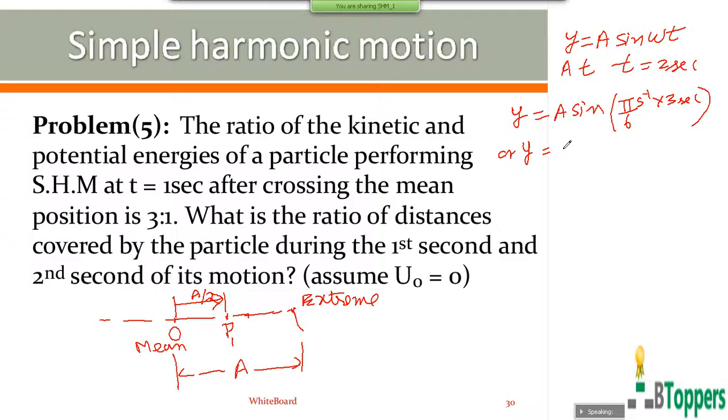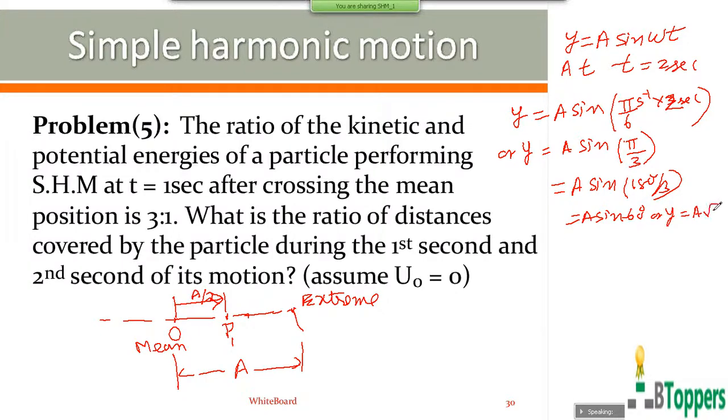So we get y equal to a sin(pi by 2) seconds, which is a sin(pi by 3). We got omega is pi by 6 second inverse, T equal to 2 seconds here. So you get a sin pi by 3, sin pi by 3 radian. Pi radian is 180 degrees, so pi by 3 radian is 180 degrees by 3 or 60 degrees. And sin 60 degrees will be equal to root 3 by 2.